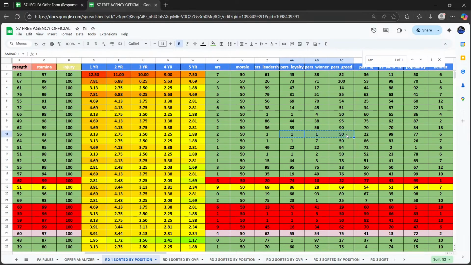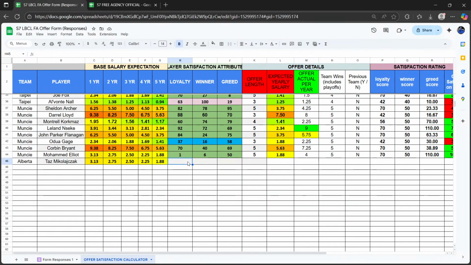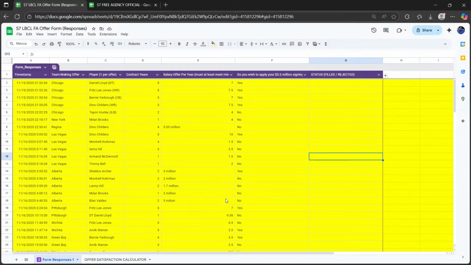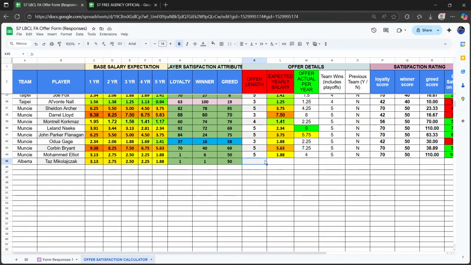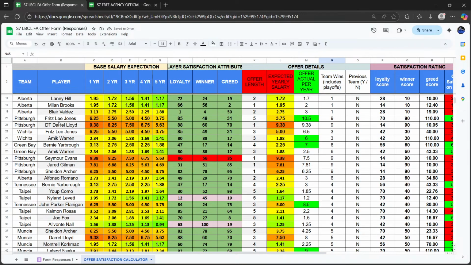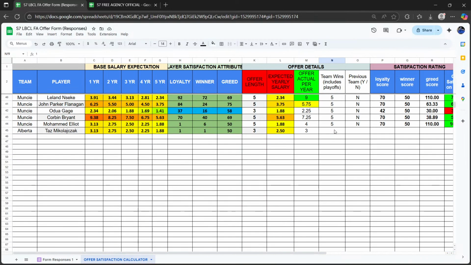This is not a very loyal player. We need to cross-reference the actual offer itself, which was 3 years, $3 million. So we go three, three. This is the offer actual per year at the top versus the expected. To get the expected, we come back over here and get this, put it there. This was Alberta. Alberta was a 1-win team last season. We put that in. Never played for Alberta before. And then we're going to drag and drop our scores.